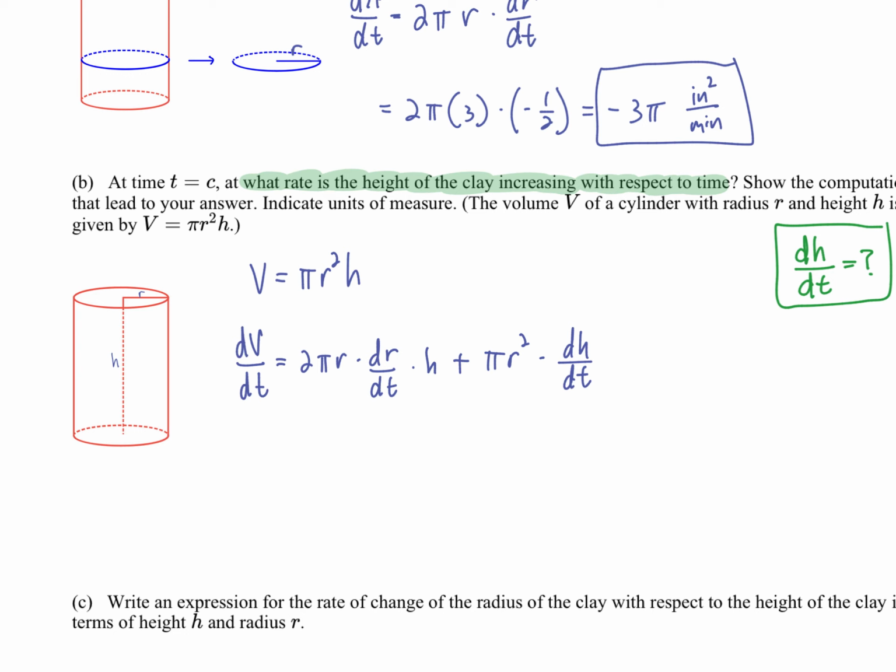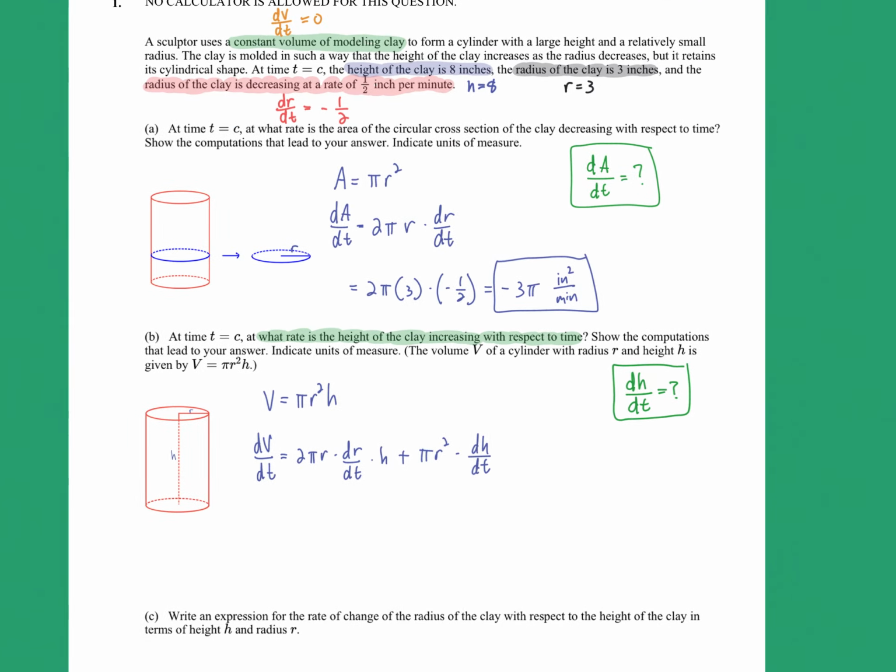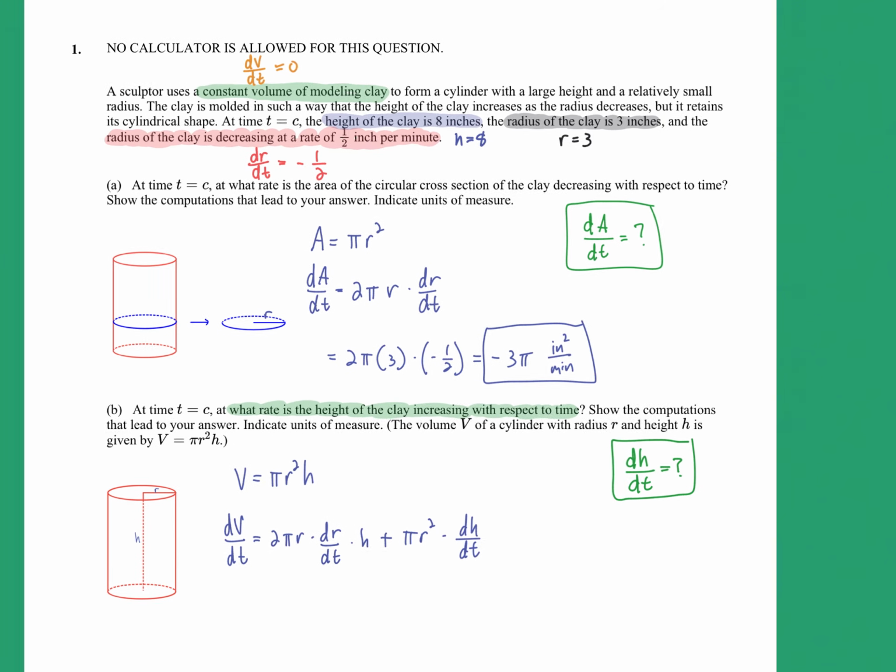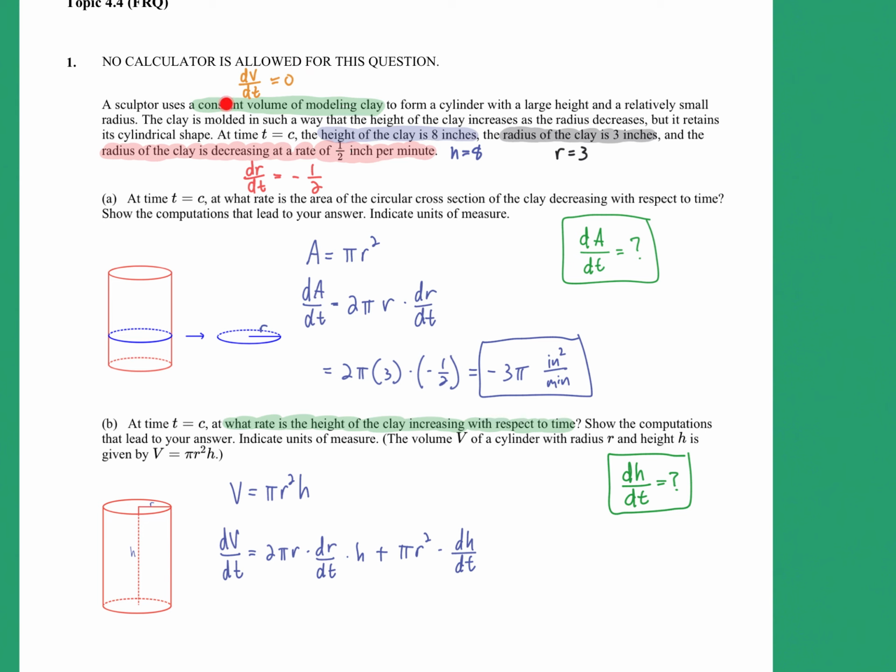Okay, so we're looking for dh/dt. All the unknowns are r and h, and then dr/dt and dV/dt. So we have to make sure we have all that. Let's go up to the top and see what we have. Okay, so notice dV/dt, since the volume's not changing, is 0. Substitute that.